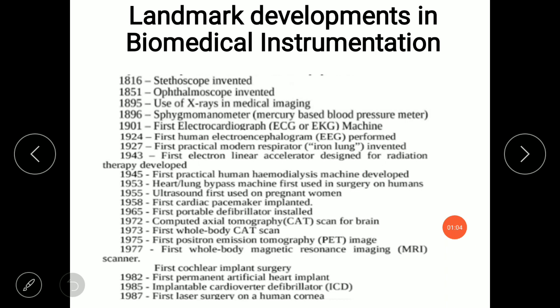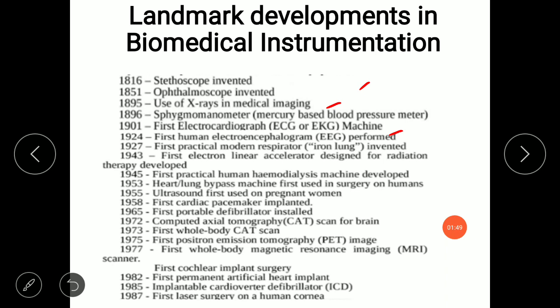In this slide you can see a few of the important landmarks in the history of development of various medical equipment. Starting with 1816, the stethoscope was invented, and then in 1851 the ophthalmoscope was invented. Then in 1895, the use of x-rays in medical imaging. In 1896, the sphygmomanometer was used. Then in 1901, the first electrocardiograph machine was invented. Then in 1924, the first human electroencephalogram was performed.